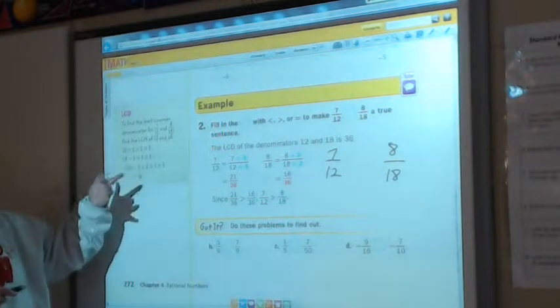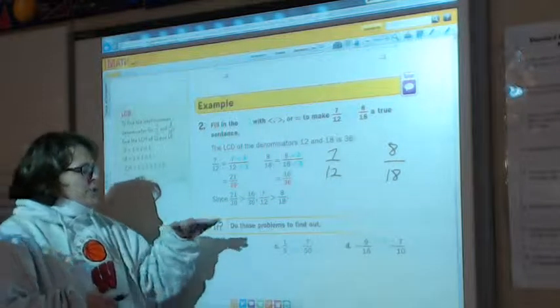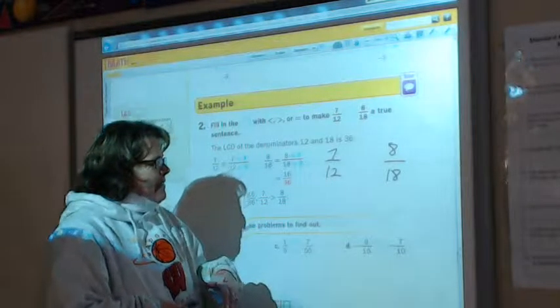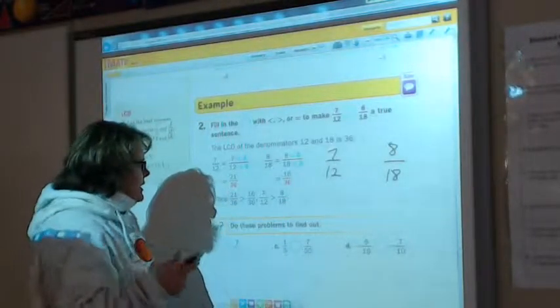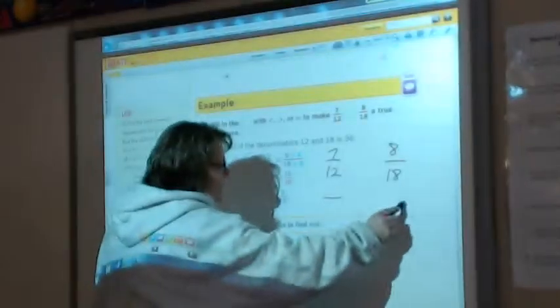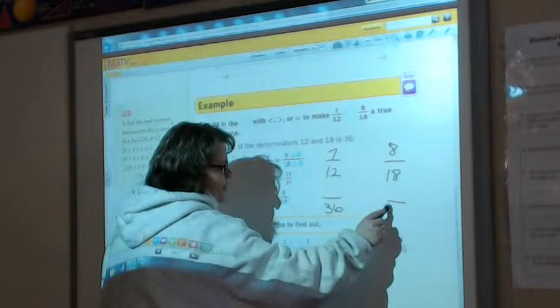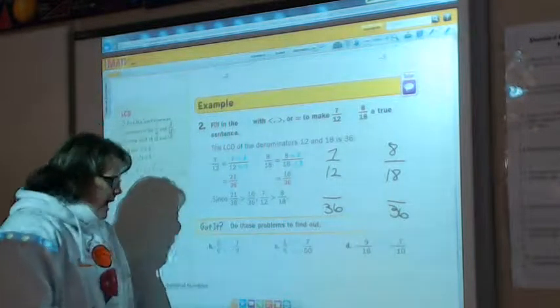LCDs is like the LCM of the denominators. So you want to find a number that 12 and 18 have in common that's at least as big as 18. So this is like when we were adding and subtracting fractions. And if you look at these two numbers, 36 is the first number that they have in common.